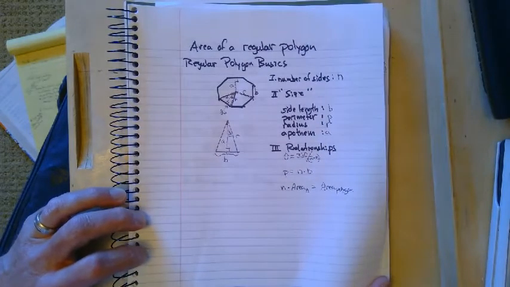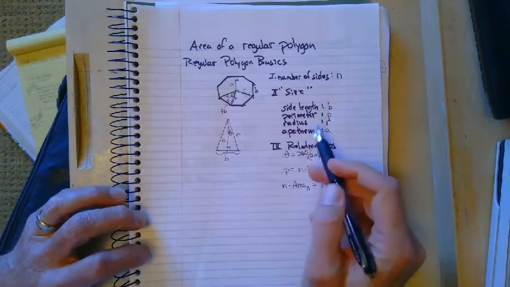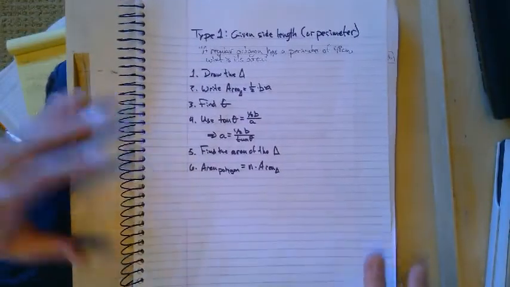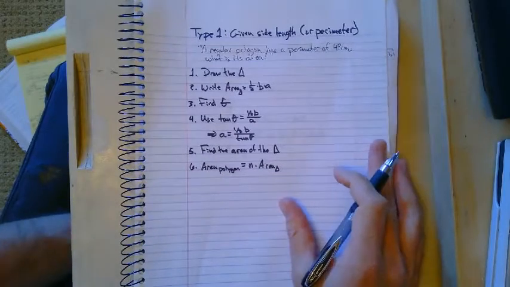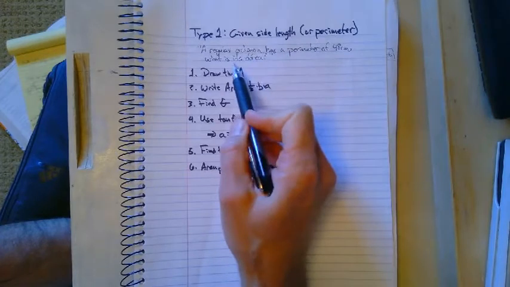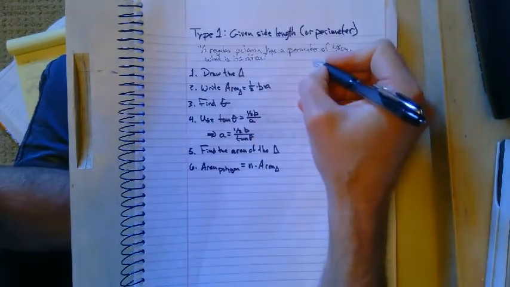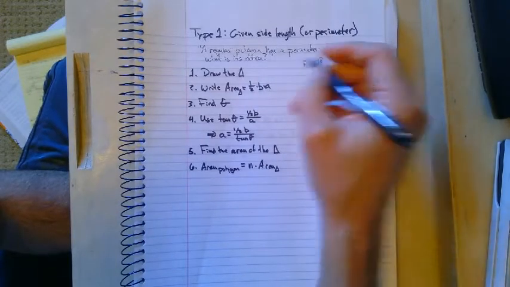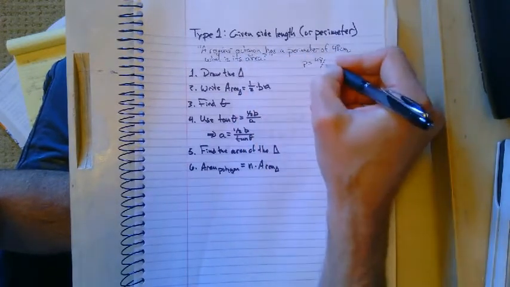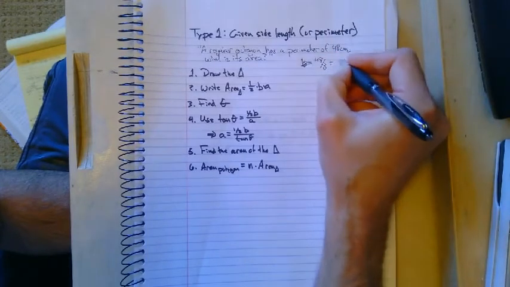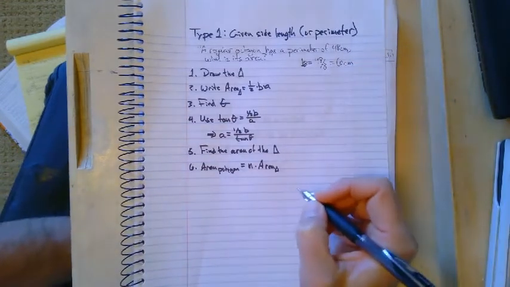I split this into 3 types depending on how they tell you about the size of the polygon. So my first one is if you are given the side length or the perimeter. Here's my example. A regular octagon has a perimeter of 48 centimeters. What is its area? Well, if the perimeter is 48 and it's an octagon, so it has 8 sides, then that means each side is going to be 48 divided by 8, or 6 centimeters on a side.